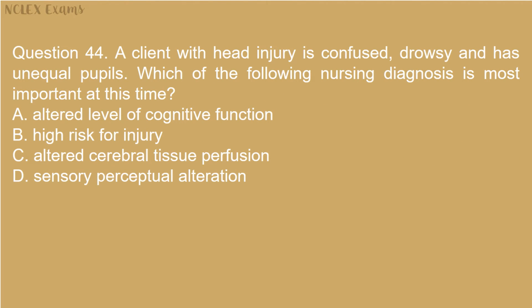Question 44. A client with head injury is confused, drowsy and has unequal pupils. Which of the following nursing diagnoses is most important at this time? A. Altered level of cognitive function. B. High risk for injury. C. Altered cerebral tissue perfusion. D. Sensory perceptual alteration.